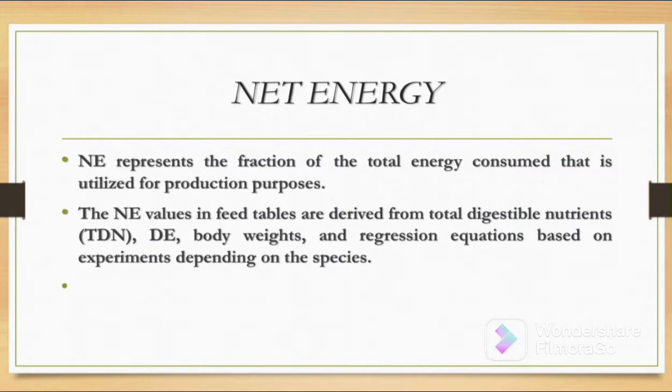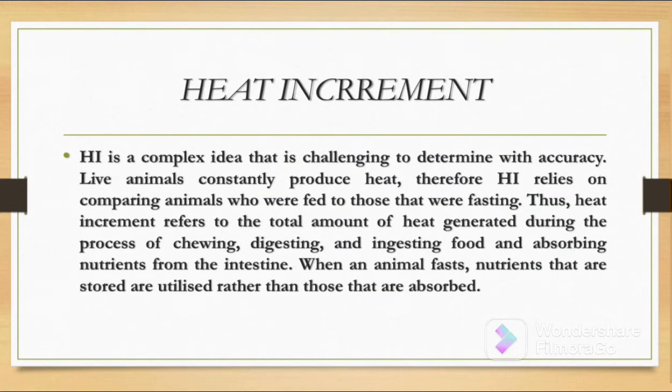The NE values in feed tables are derived from the total digestible nutrients, or the TDN, DE, body weights, and regression equations based on experiments depending on the species. HI, or heat increment, is a complex idea that is challenging to determine with accuracy. Live animals constantly produce heat, and therefore HI relies on comparing animals who were fed to those who are fasting.